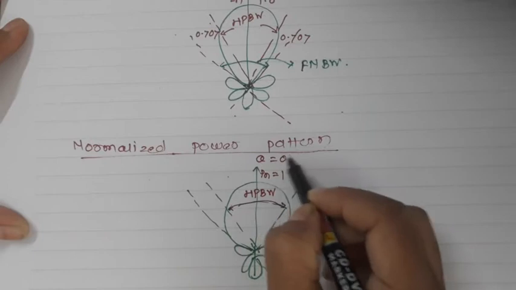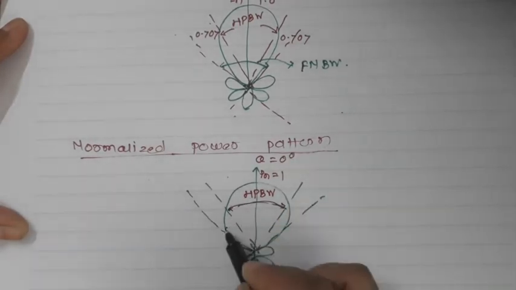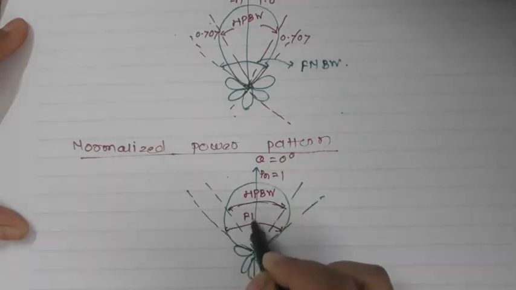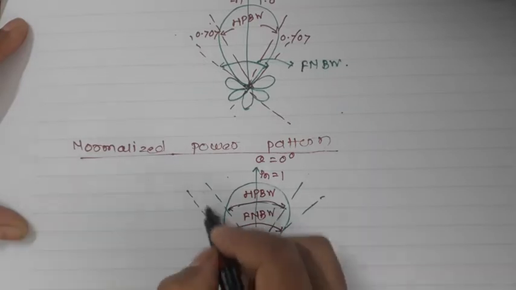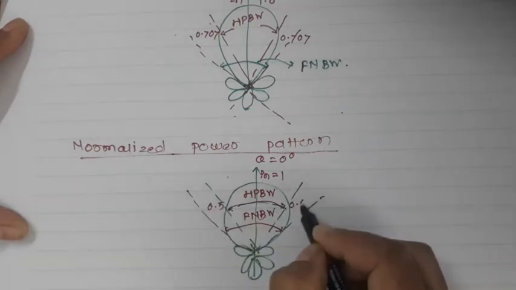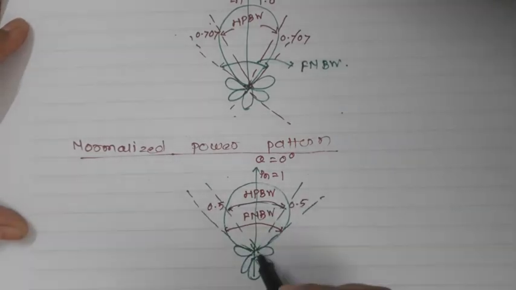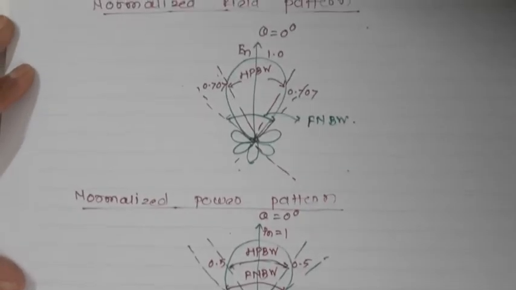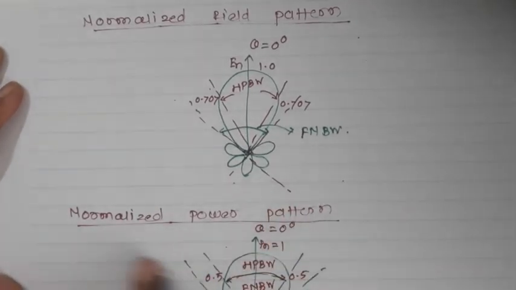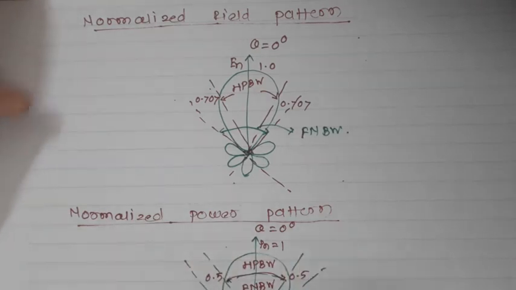Theta is equal to 0 degree. Here, where I am getting the nulls will be called the first null beam width. Here 0.5, so half of the power. Now you can see these are the first nulls where you are getting 0 power, which is the first null beam width. So these are nothing but the normalized plots. The first plot is the normalized field pattern and this is the normalized power pattern.